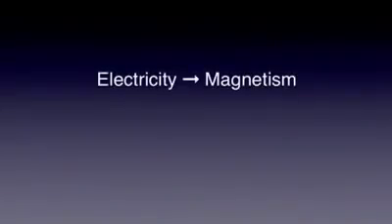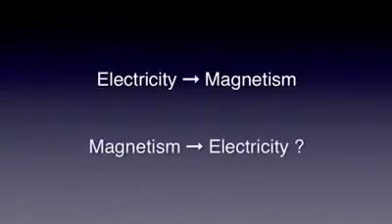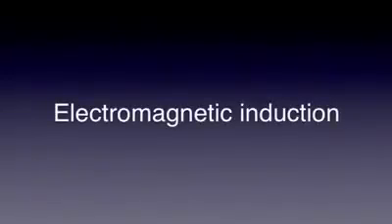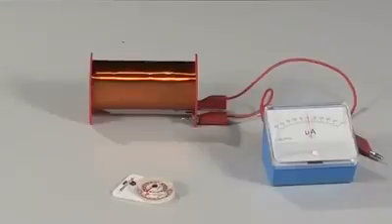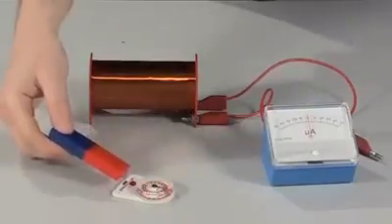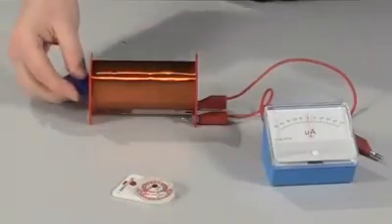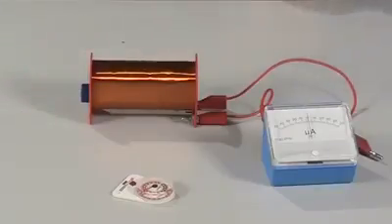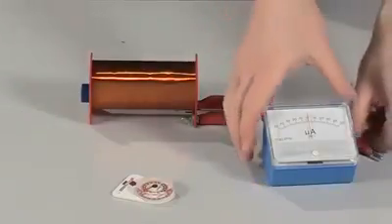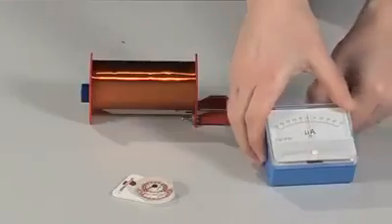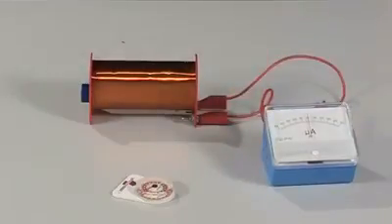Ørsted's discovery shows that electricity can be used to create magnetism. The next logical step is to investigate whether magnetism can be used to produce electricity. There are a couple of obvious ways of trying to produce electricity using a magnetic field. First, we can place a strong magnet into a coil and try to see if an electric current is generated in the circuit of the coil. The ammeter does not show any current.